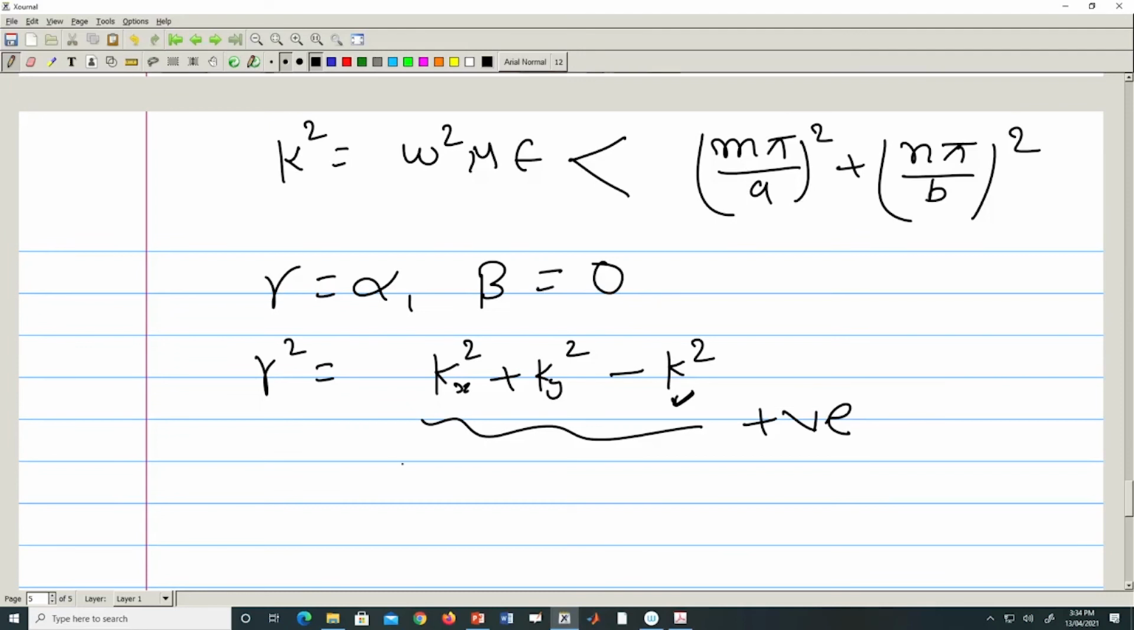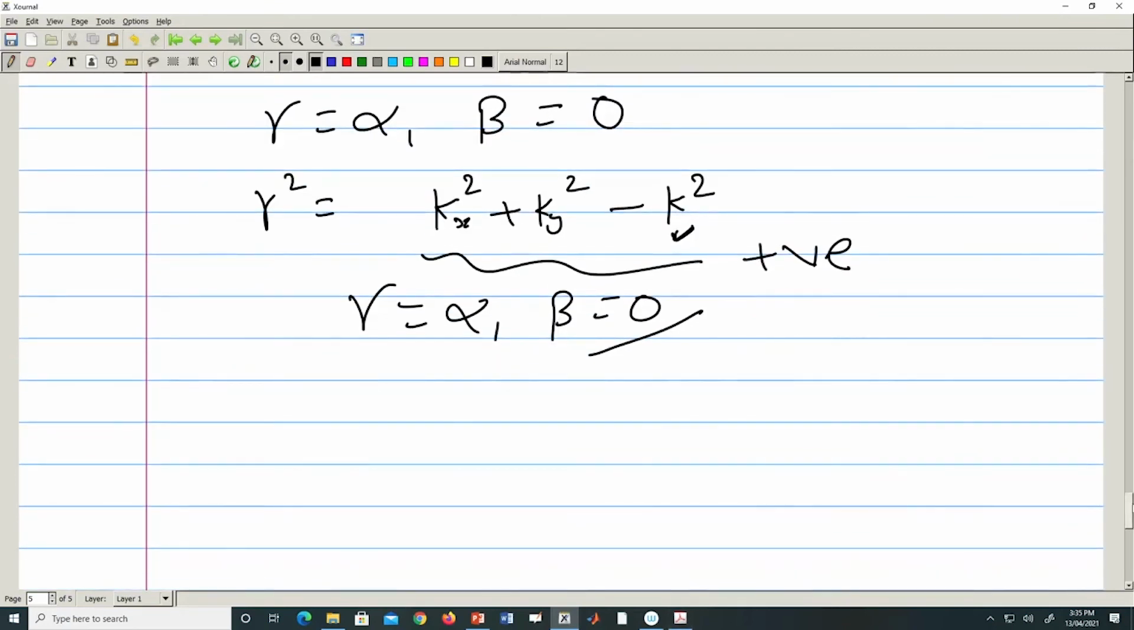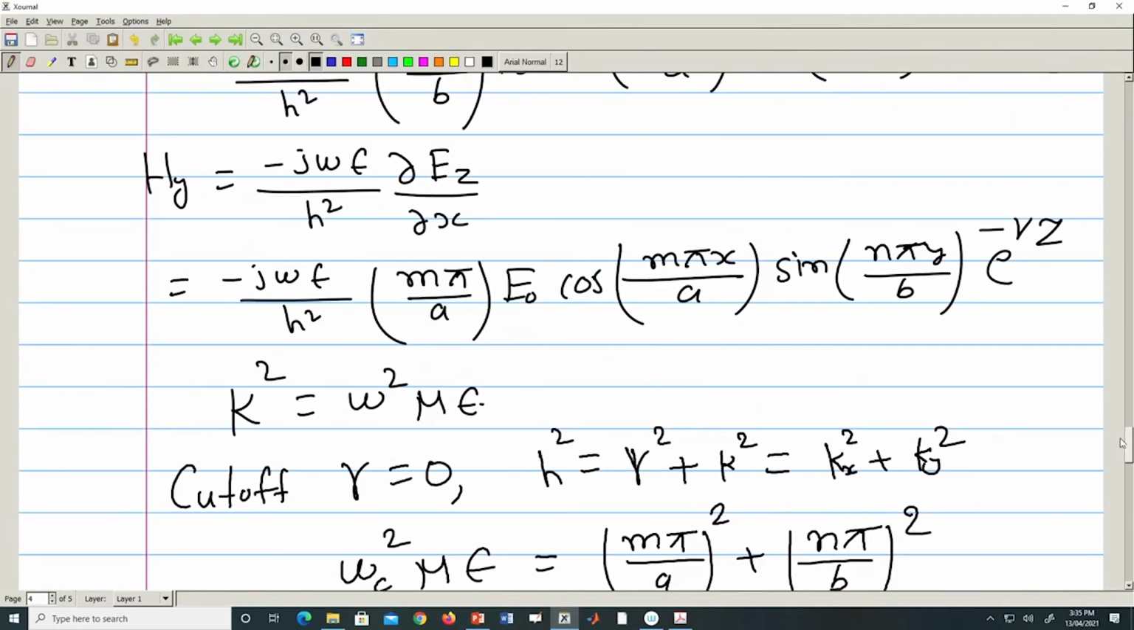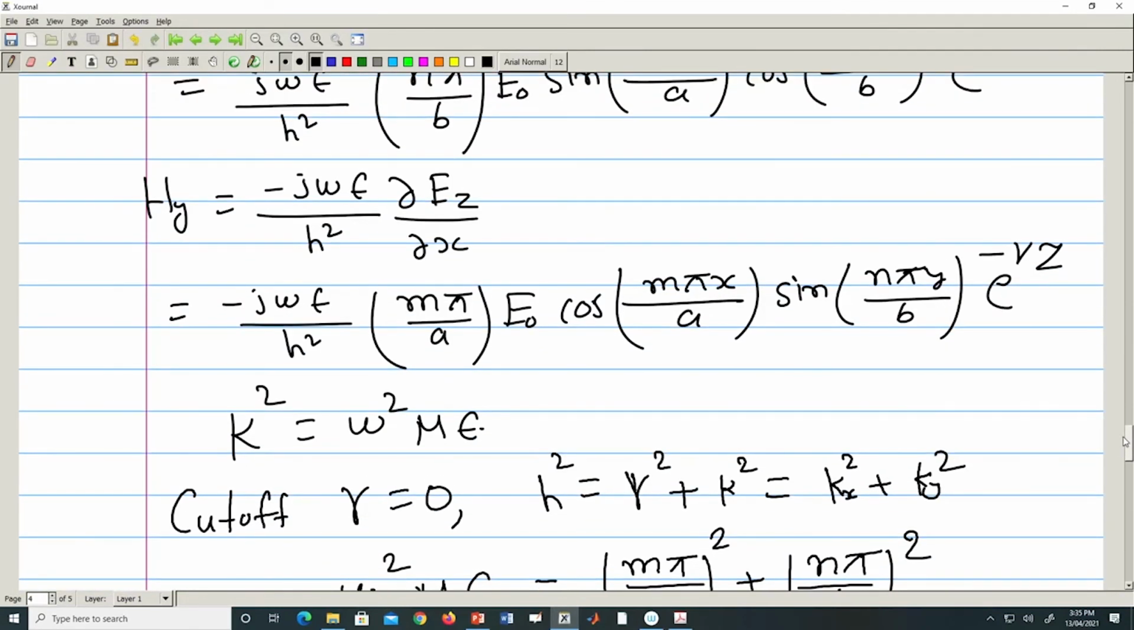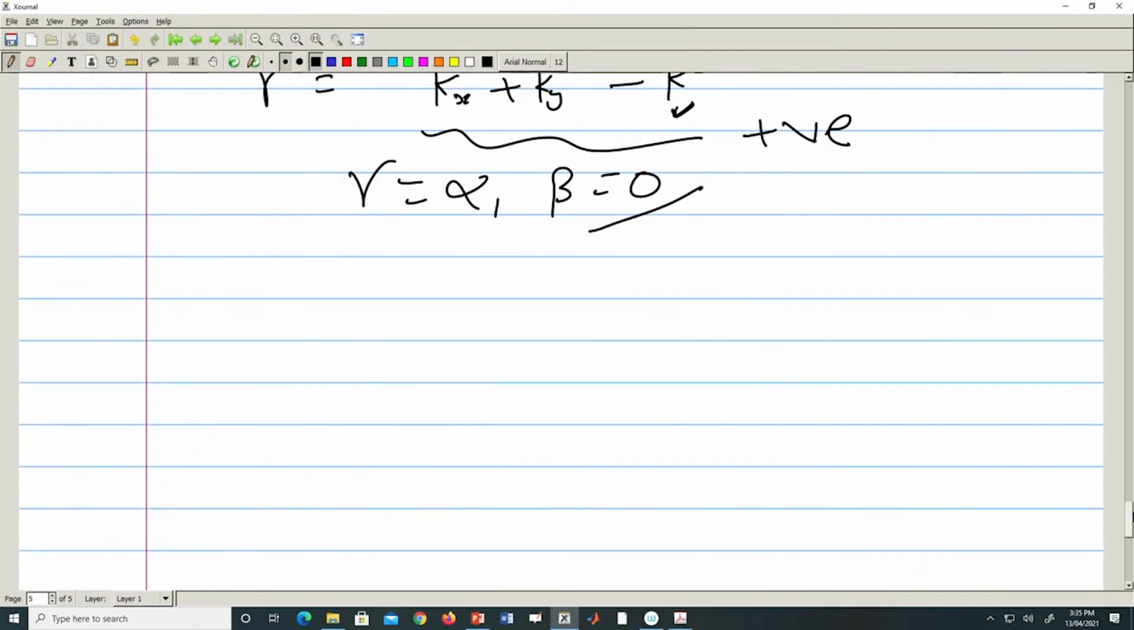That means, we have defined the propagation constant in the z direction as e to the power minus gamma z, and if gamma is alpha, it is e to the power minus alpha z. So if alpha is some positive number, it will get attenuated, it will not propagate inside the waveguide. Next is the condition for the propagation.